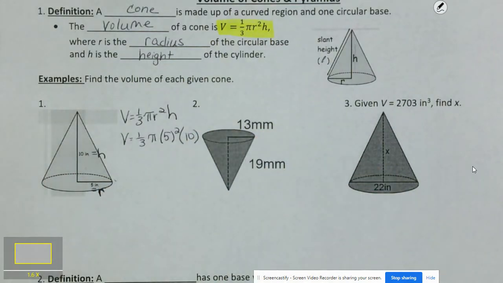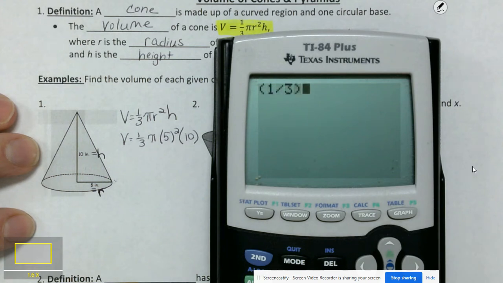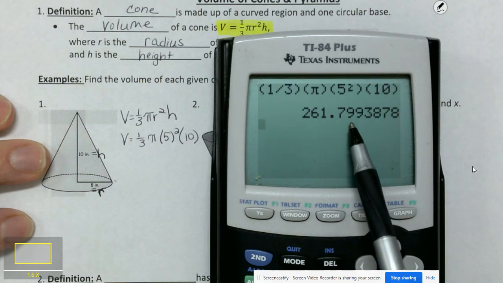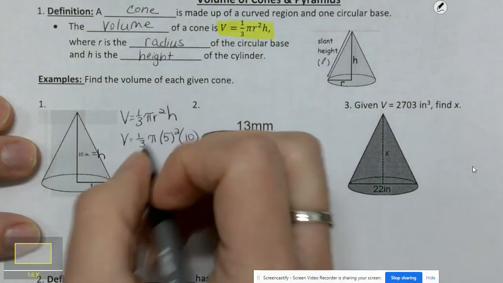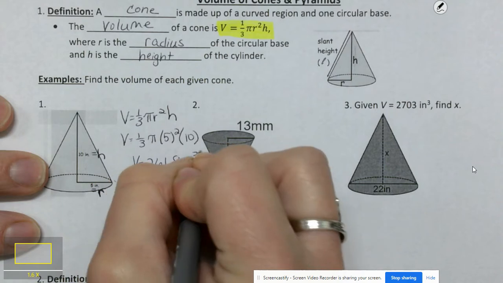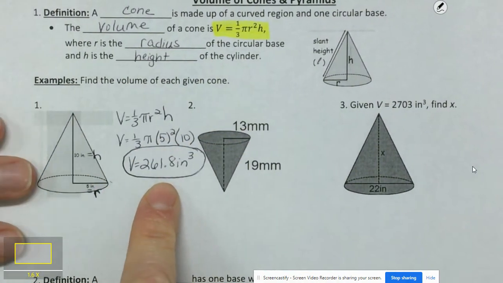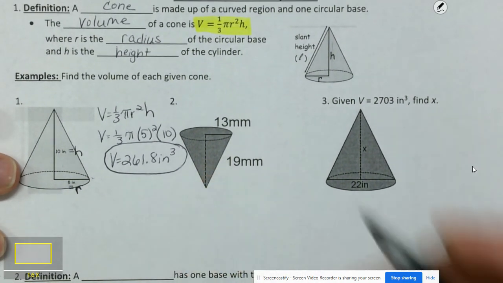And at this point, we're going to key it in our calculator. Okay, so we're going to put in 1/3 times pi times 5 squared times 10. And we get 261.79, so that's going to be 261.8 basically. 261.8. This is in inches, and remember it's volume, so it's going to be cubed. 261.8 inches cubed.